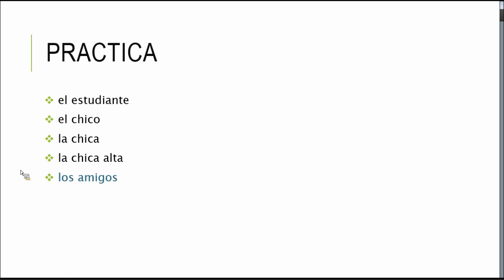Okay, amigos. So now we're looking at plural endings. They're matching up los and amigos. So it's plural. Yeah, an S there. Las amigas. So this is the feminine plural, AS, AS. Los chicos. Again, a masculine plural.